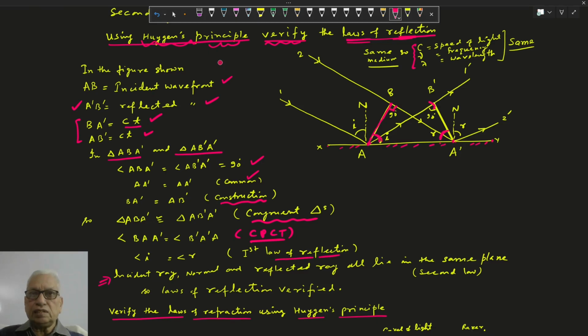And second, the incident ray, normal and the reflected ray all lie in the same plane. This is the second law. So this way we have verified the laws of reflection using the Huygens principle.